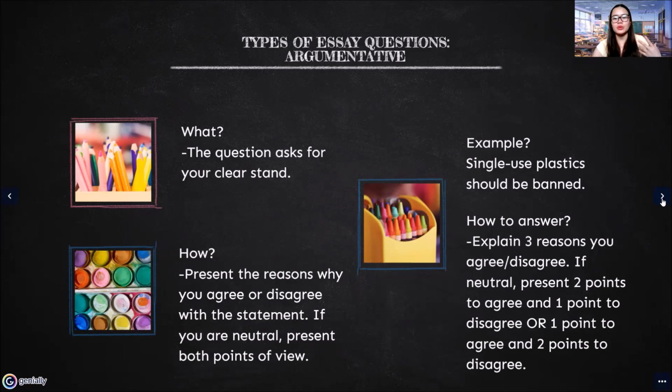Okay, if you agree, just give 3 points why you agree. Yes, it should because it destroys the environment, it kills wildlife, and so on. But if you disagree, you can say, oh no, it's very useful for everyday life, and the plastic can be recycled, right? Why should we ban it? Right? So give 3 reasons why you agree or disagree. But if you're neutral, you can present 2 points to agree and 1 point to disagree, or 1 point to agree and 2 points to disagree.